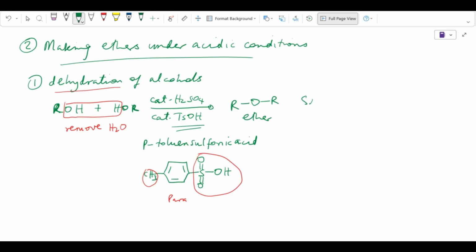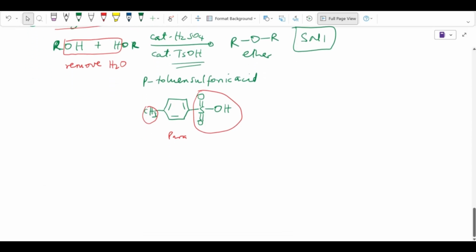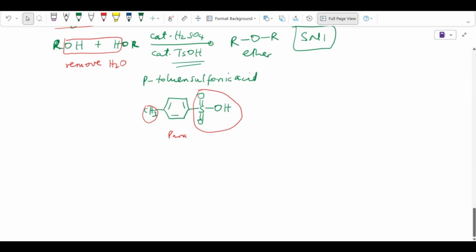Now this reaction generally follows an SN1 mechanism. Since the mechanism is SN1, at least one alcohol must be a secondary or tertiary alcohol. So one of those two alcohols must be secondary or tertiary for this reaction to work.